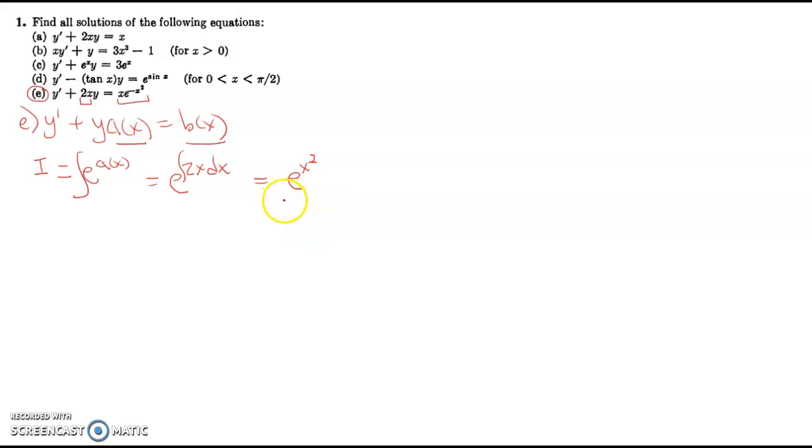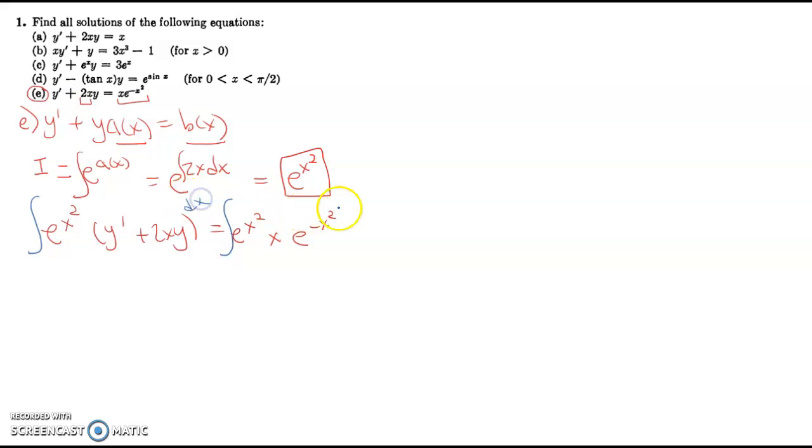Okay, so our second step after finding our integrating factor is to multiply this factor to our equation. So that's going to be e to the power of x squared times y prime plus 2xy, which equals e to the power of x squared times x times e to the power of negative x squared. All right, and our third step was to apply the integral to both sides.